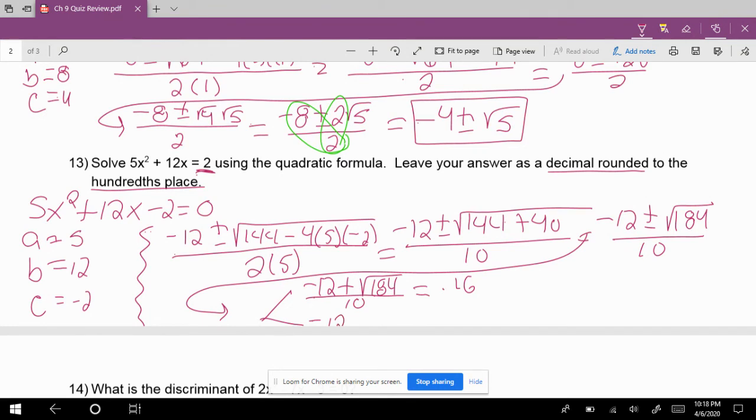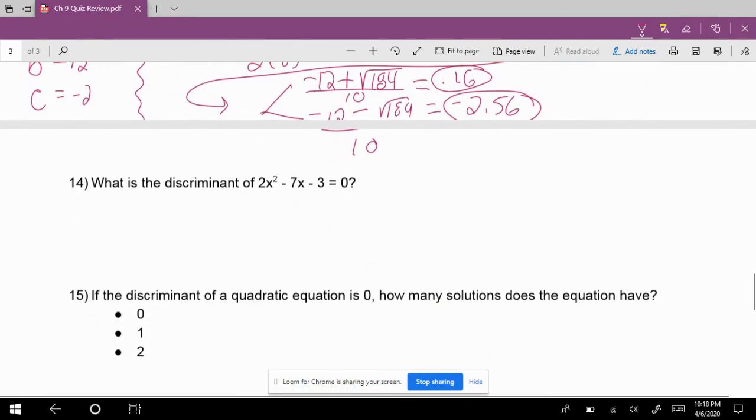Okay, same thing with the other one. And it looks like I'm off the page. Okay, so negative 12 minus the square root of 184, divided by 10. This is going to give you negative 2.56. So rounded to the hundredths place, those would be our answers. All right, and then the last ones were really quick.